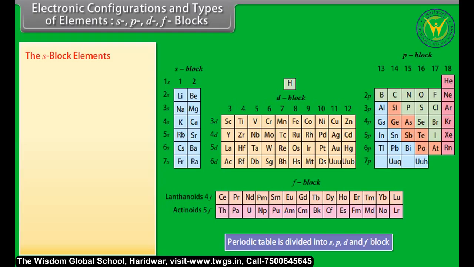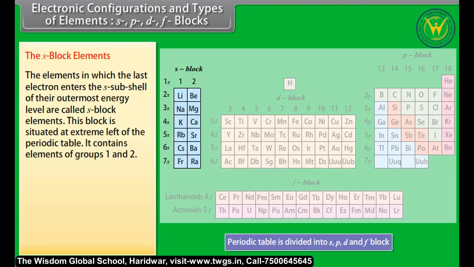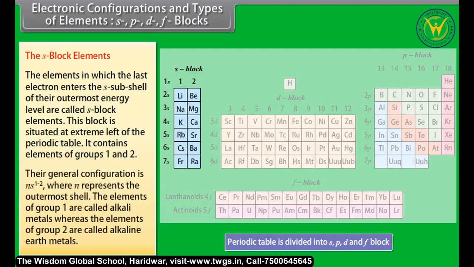The s block elements. The elements in which the last electron enters the s subshell of their outermost energy level are called s block elements. This block is situated at the extreme left of the periodic table. It contains elements of groups 1 and 2. Their general configuration is ns1-2, where n represents the outermost shell.